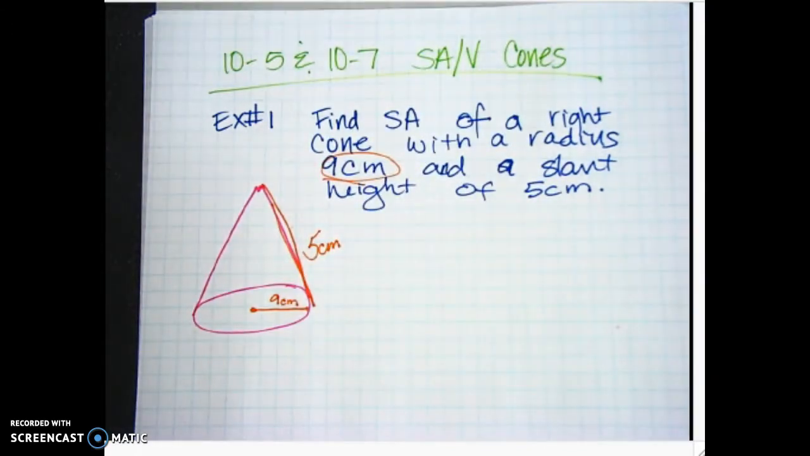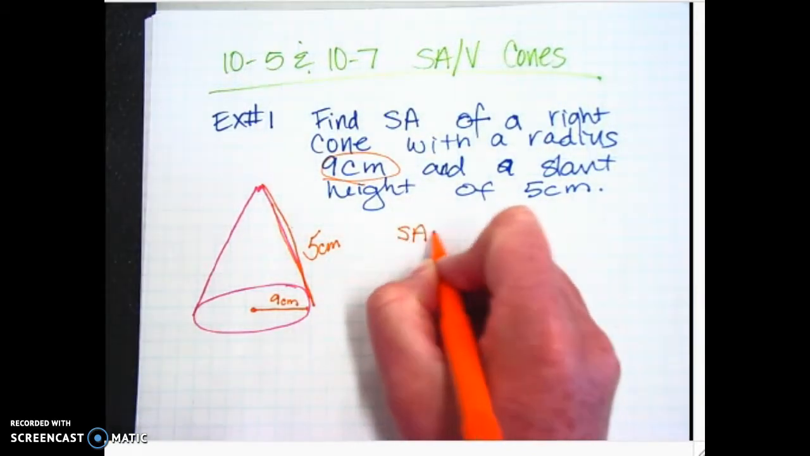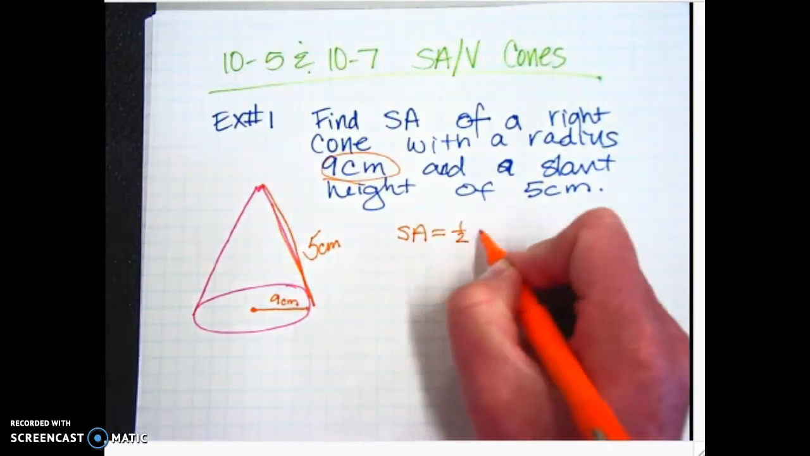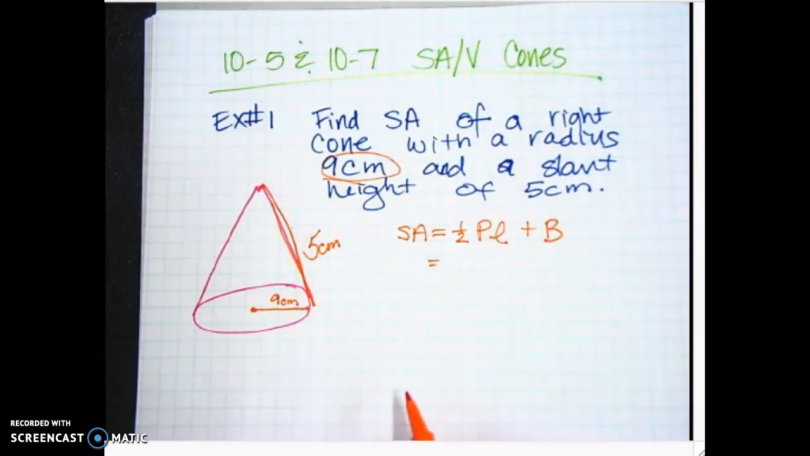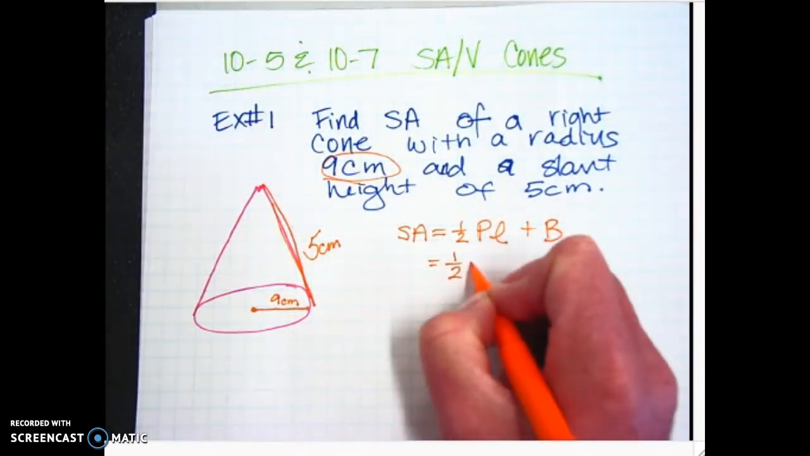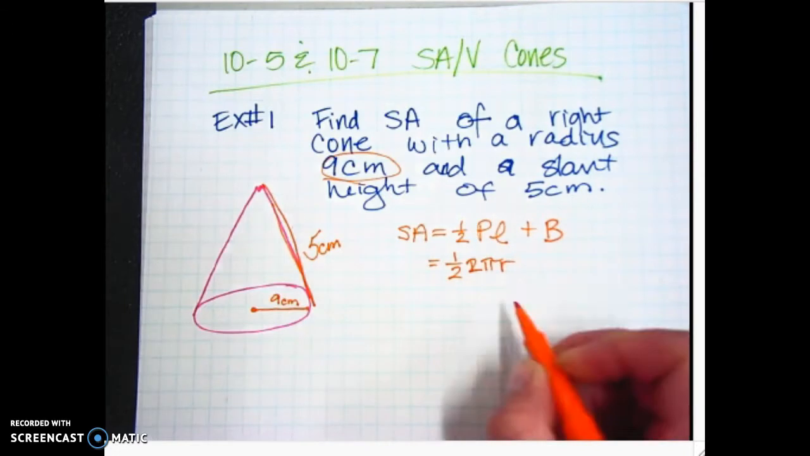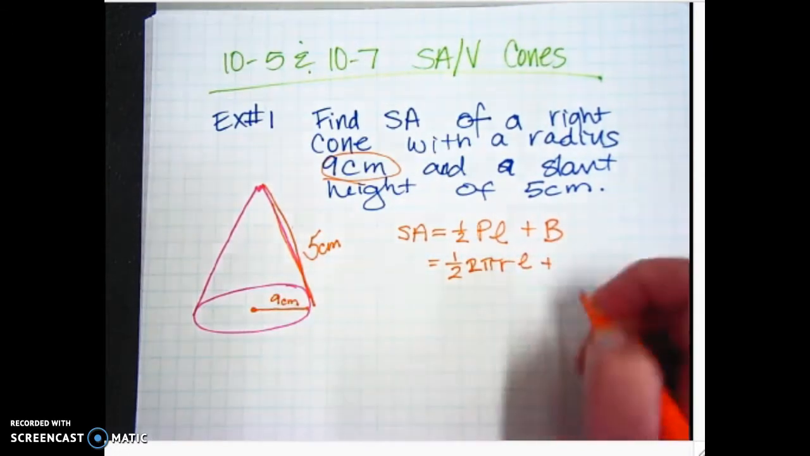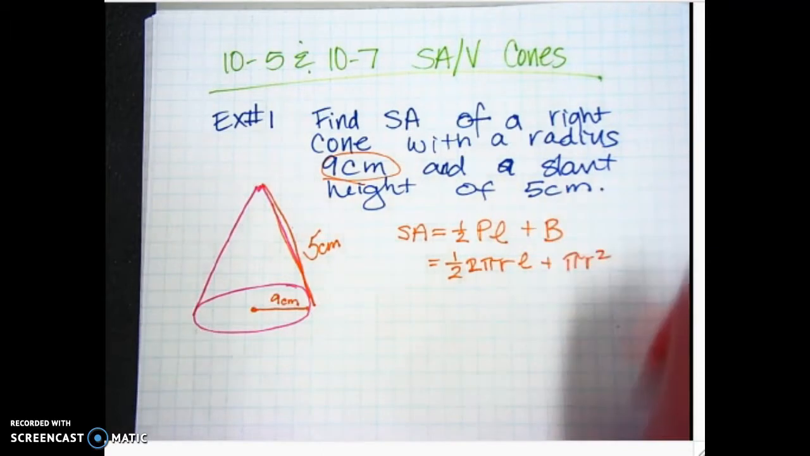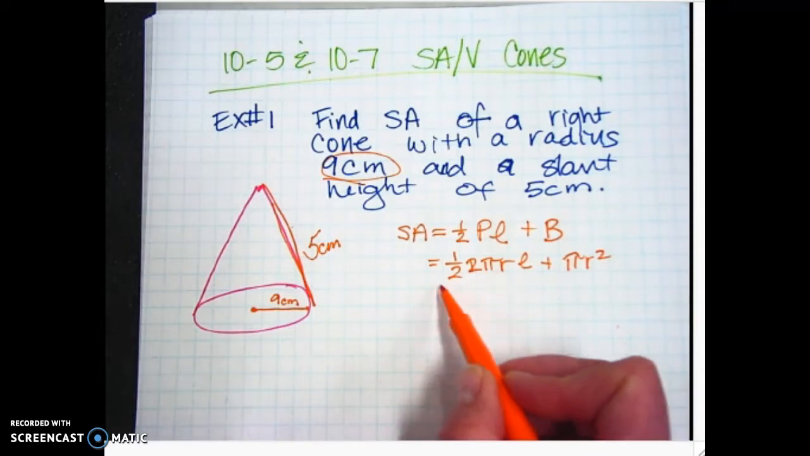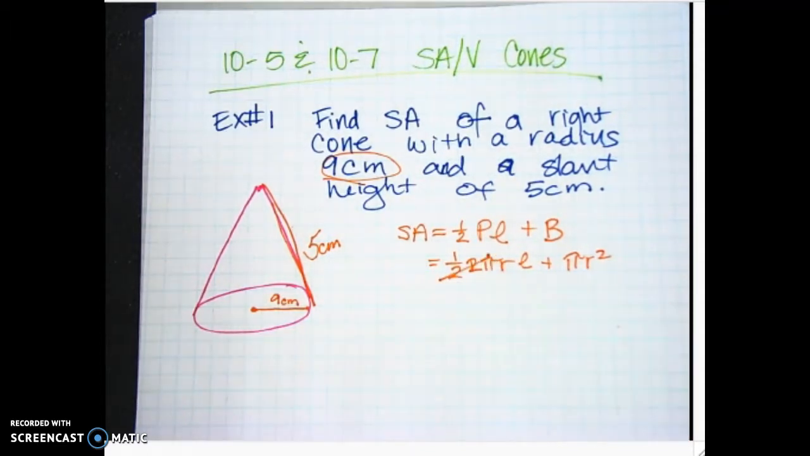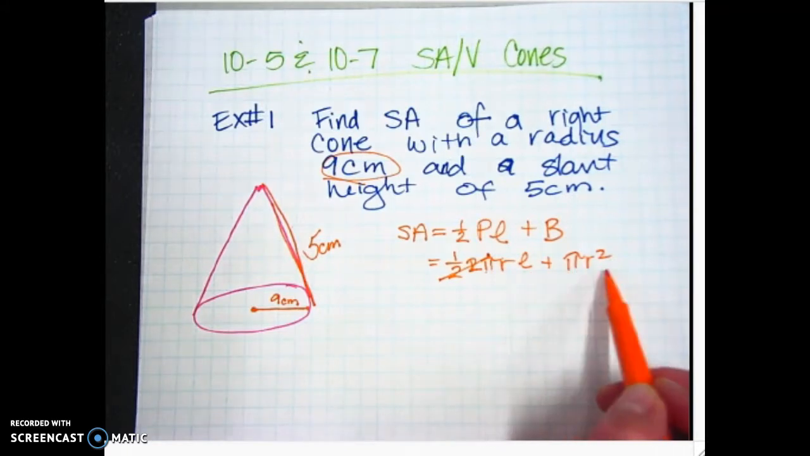That's the only information you need for this formula, right? So we're going to write surface area equals 1/2 the perimeter times the slant height plus the area of the base. And we know the perimeter is really the circumference of a circle, so we're going to say 1/2 2 pi r times the slant height plus the area of the base, which is a circle, so pi r squared. Okay. What happens here is when you have 1/2 times 2, they cancel. And so it's just really pi r L plus pi r squared.